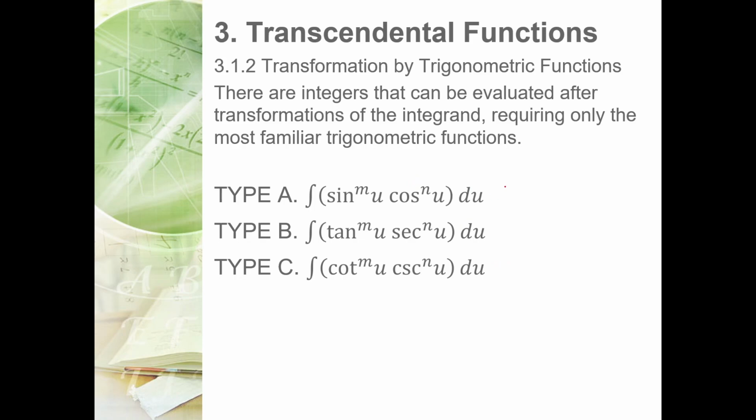Type A is the combination of sine and cosine functions with varying exponents per function. Same goes for your type B and type C. Tangent and secant for type B with different values for their exponents, and type C is cotangent and cosecant. In this topic, what you need to focus on is a particular identity, the Pythagorean identities.